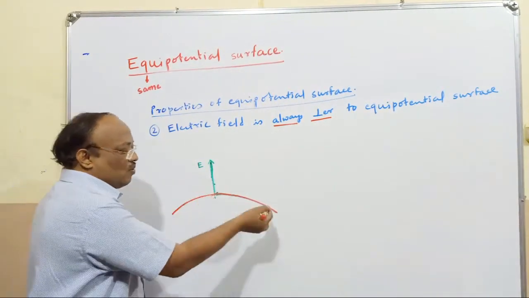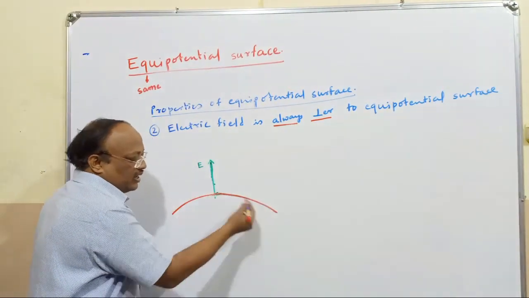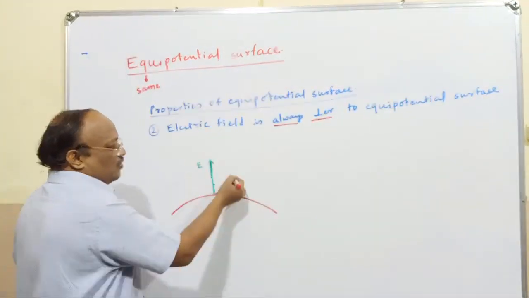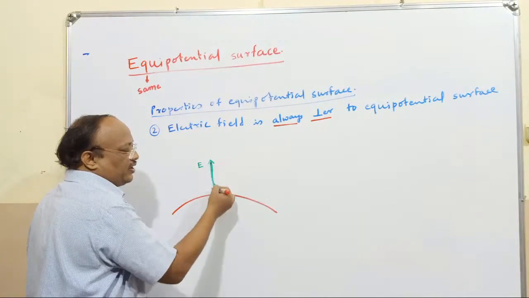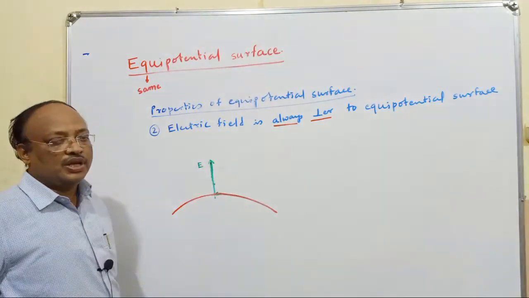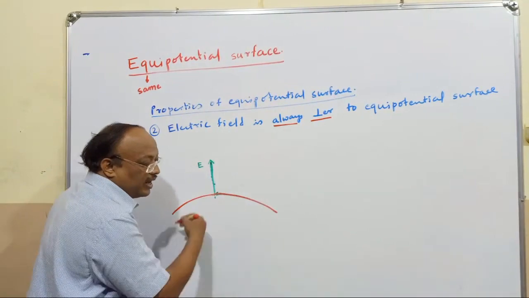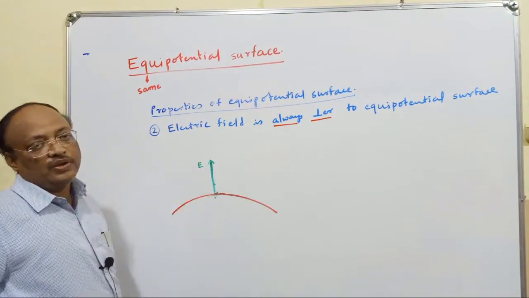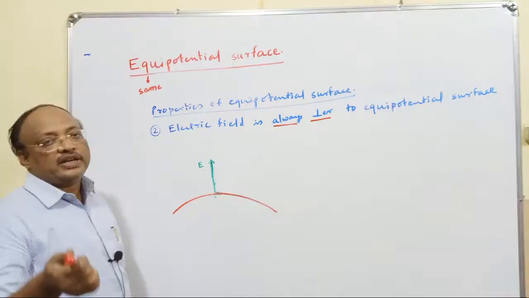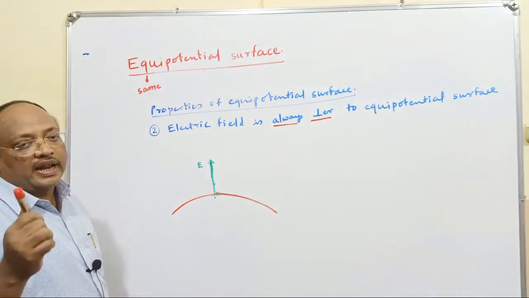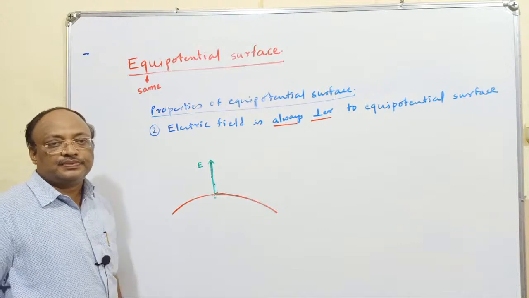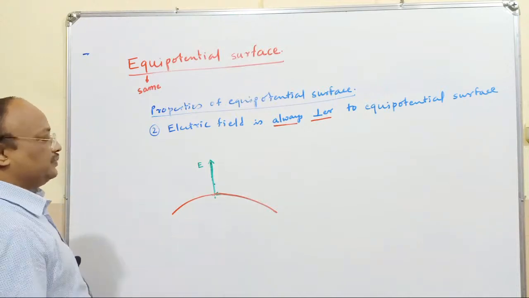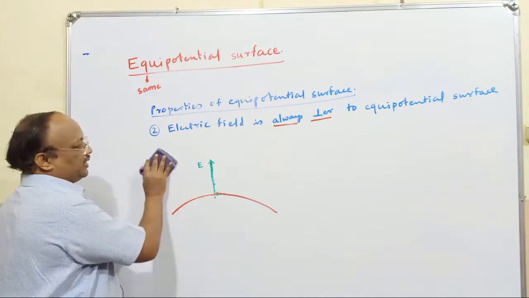So with this, we can find out the direction with the equipotential surface. We are finding the direction of the electric field using the electric line of force, and even using the electric potential, this equipotential surface also. We can find in which direction the electric field is. Okay, so next we'll move to the next property.